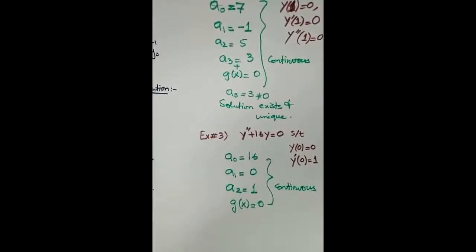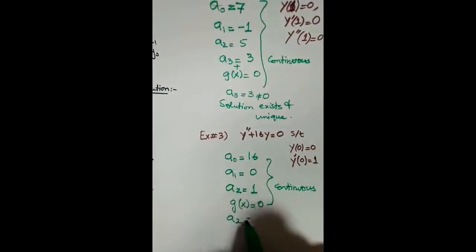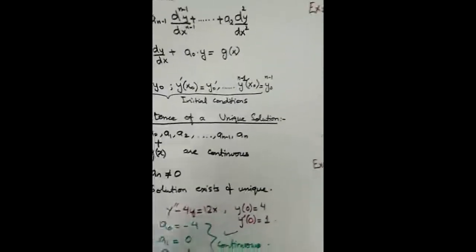Okay, and the leading coefficient in this example is a2, and a2 is not equal to 0, it is equal to 1. So that means the solution exists and is unique. Alright, so I hope you understand this initial value problem. Simply by looking at a higher order differential equation, you can say whether its solution exists or not by using this theorem, the existence of a unique solution.